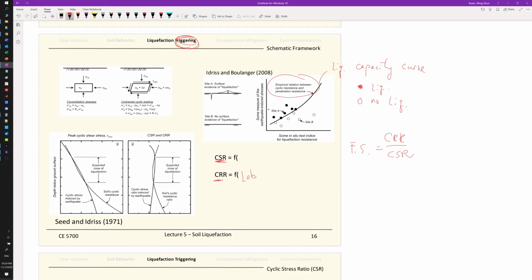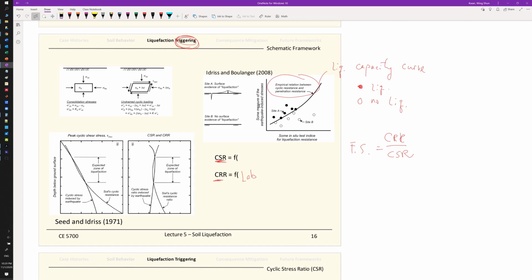So typically what is being done is, for example, you have a bunch of SPT data. You will have the SPT index as the x-axis, and the y-axis is the loading for that particular site or particular event. You calculate the loading.